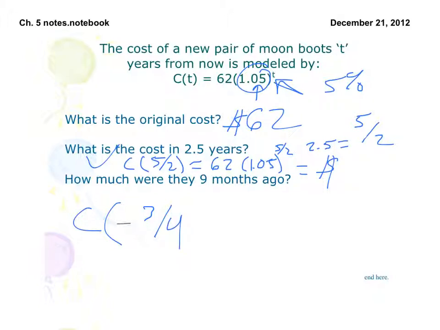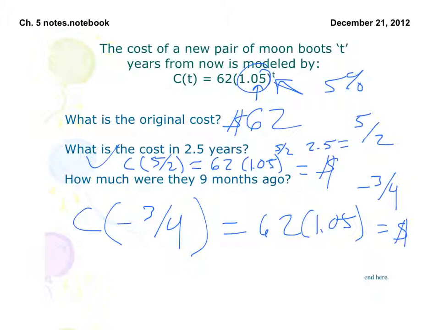9 months as a fraction is 3/4, but this is talking about 9 months ago. So for t, I'm going to plug in -3/4. Another example, I'll leave you to simplify that on your own. Make sure you evaluate the exponent in your calculator first. And here, be careful when you're dealing with an exponent that's a fraction, put it in parentheses. But I'll leave those two for you to finish it off and evaluate and get those final answers.